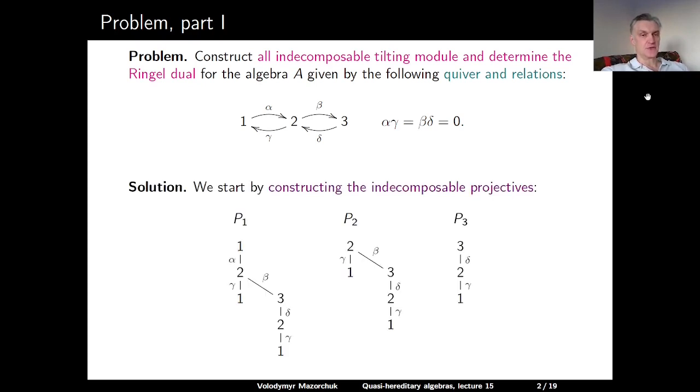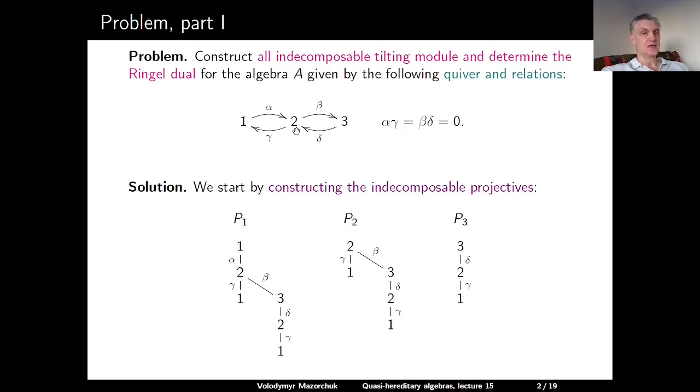So let's try to solve this problem. We start our solution by constructing the indecomposable projective A modules. The projective module P3 is the smallest one. We start from 3, we can go by delta to 2, we cannot proceed by beta because of the relation. From 2 we can go by gamma to 1, and then we stop because of the relation that alpha after gamma is 0. So P3 has length 3.